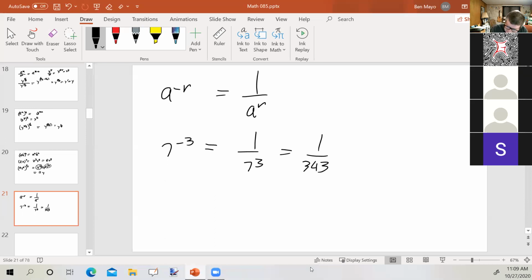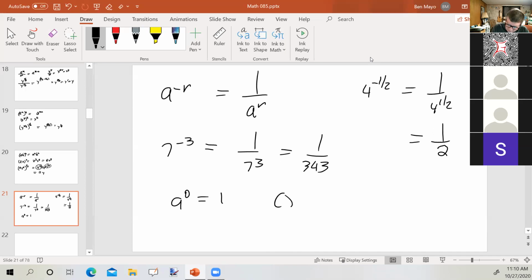Okay. Let's say I've got 4 to the negative 1/2 power. That's 1 over 4 to the 1/2 power, which is 1 over 2. What is a to the 0 power? 1. Remember, any number to the 0 power equals 1. What is a to the 1 power? That's just equal to a. So if there's no exponent written, it's an implied 1. If the exponent is a 0, then the whole thing is a 1, unless it's 0 to the 0 power, and we generally don't go there.